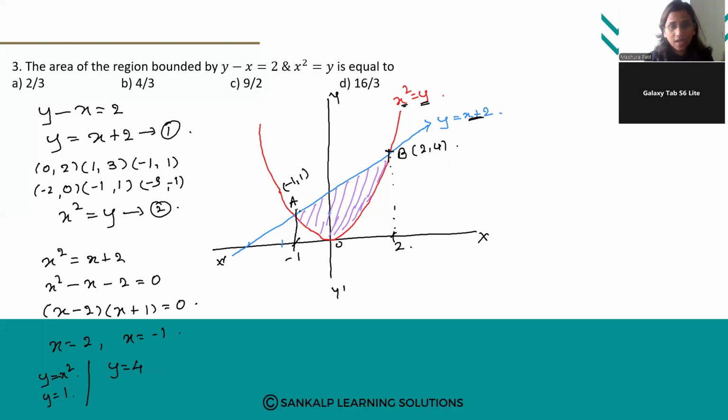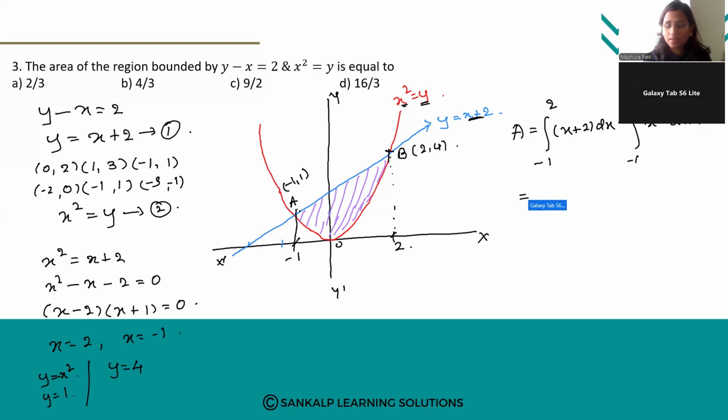So we have to find the area of the region under the straight line minus the area of the region under the parabola, correct? Therefore, the required region is from where to where? Minus 1 to 2, okay? Under the straight line, what is that? Integral of x plus 2 dx from minus 1 to 2. Under the parabola, we have to remove it, correct? So this is x square.